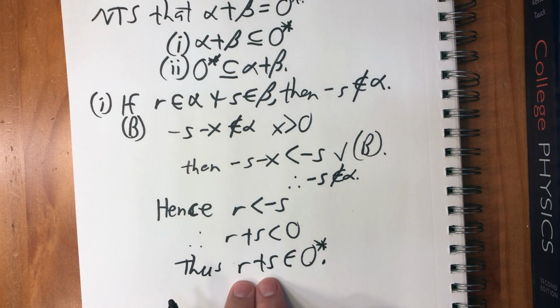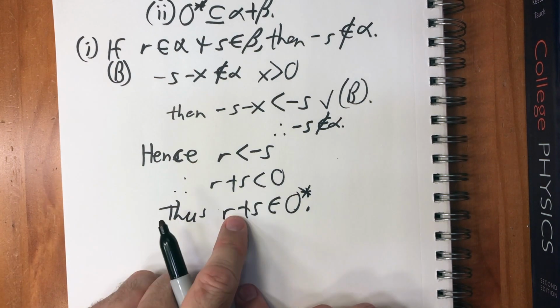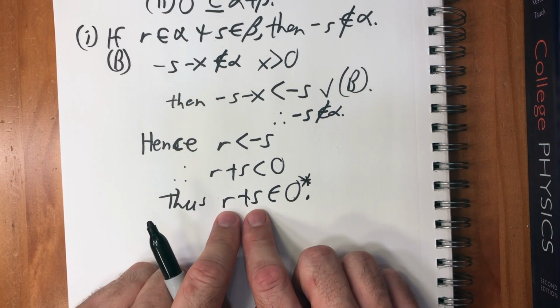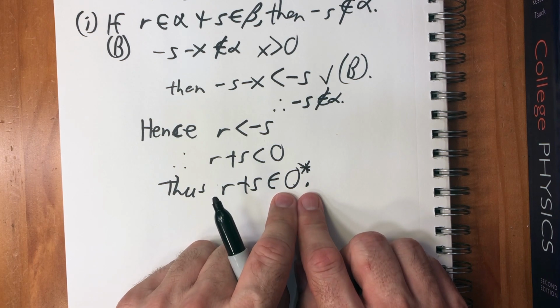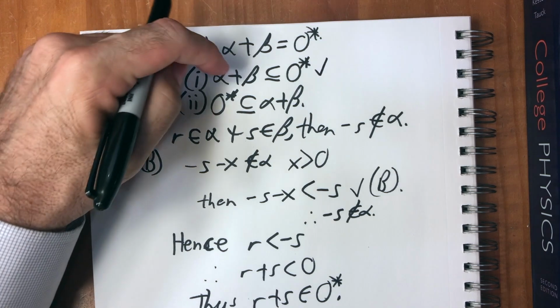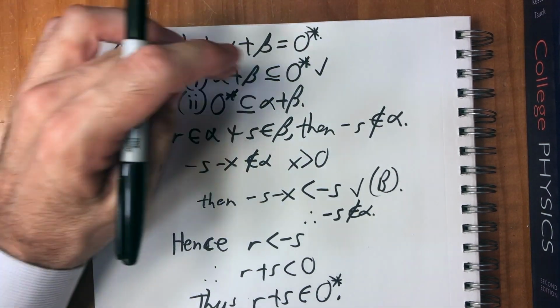So this is an element of alpha plus beta. And we just showed that if we start with an element of alpha plus beta, then it's also going to be an element of 0. That proves this one, that any element of alpha plus beta is an element of 0. Okay, that's the first part.